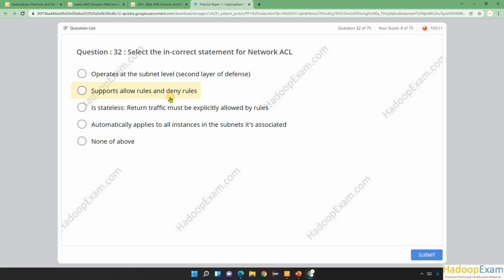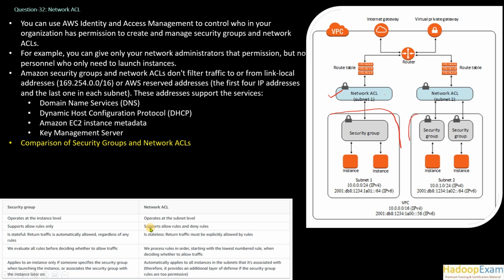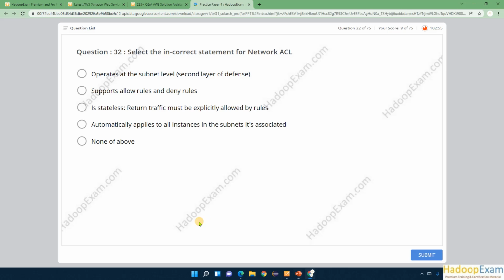Supports allow rules and deny rules. You see these tables, we have already discussed this table. You must memorize this table, or rather than memorizing, understand the difference between security group and network ACLs. 101% there would be a question related to this in your real exam. So this is also correct.